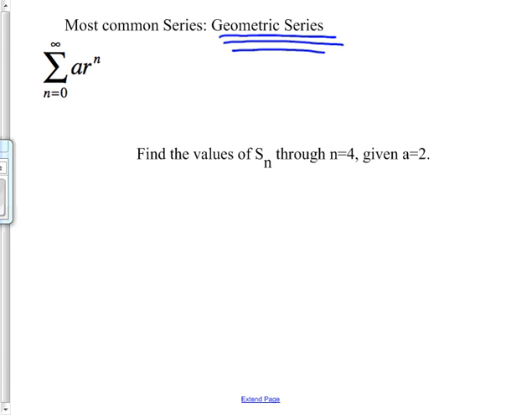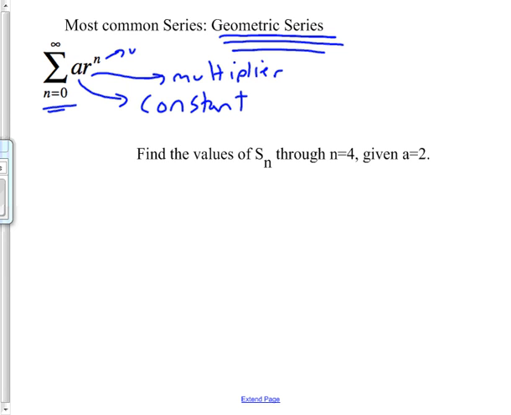And the geometric series is this. We start with n equals 0. A is some fixed constant. R is called our multiplier, and n is our variable. So it says find the values of s sub n through n equals 4, given that a equals 2. So we're just giving a value for a right now.